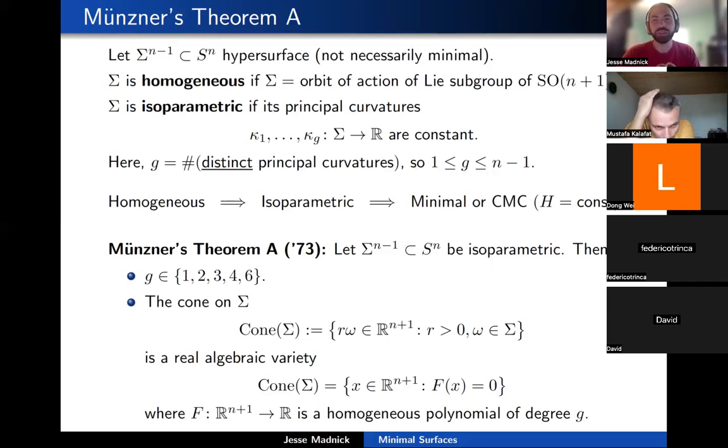So I'm going to call this result Münzner's Theorem A because I have to call it something. Münzner didn't call these things Theorem A and Theorem B. I don't know what he called them. I just have to call them something.